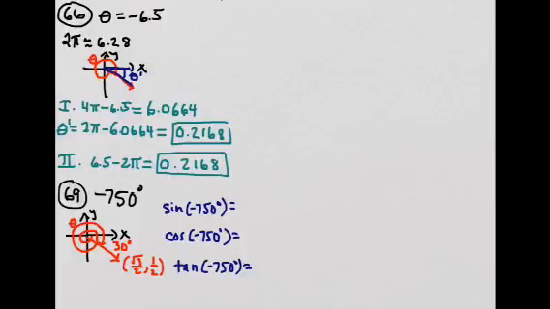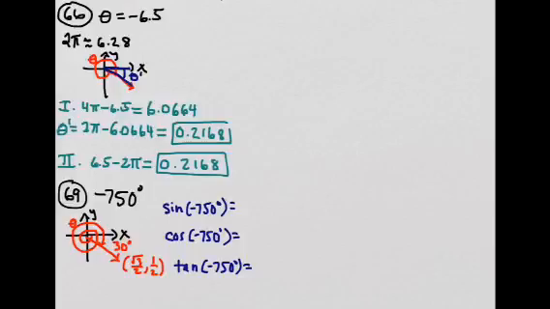So for 69, I went ahead and drew angle negative 750. That means that I went around the circle twice. So this is negative 360, negative 720, and then how much more to get to 750? 30 more. So my reference angle is 30. If you're using that chart, you would look at angle 30.